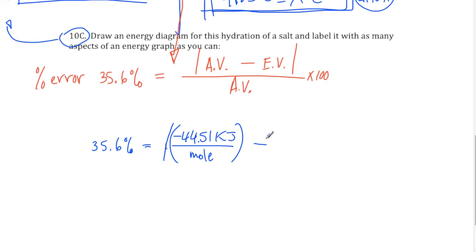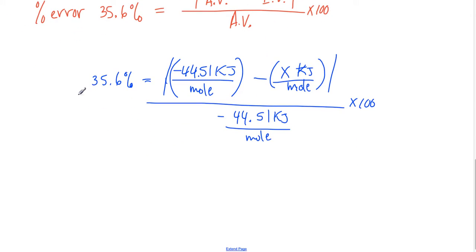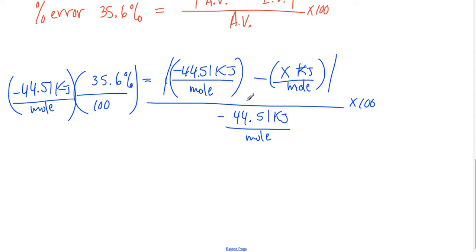minus, excuse me, sorry, minus x kilojoules per mole absolute value divided by negative 44.51 kilojoules per mole times 100. So now as we go through this algebraically, you divide this side by 100 and you multiply it times negative 44.51 kilojoules for every 1 mole, and that eliminates this, and that eliminates that, and then you simply have a negative x kilojoules over here.